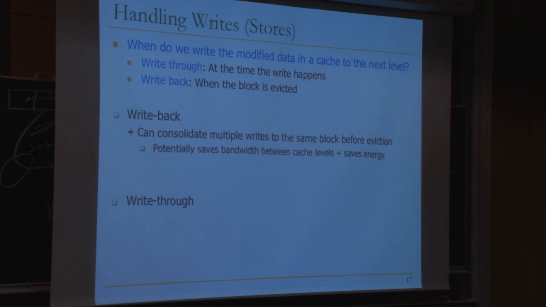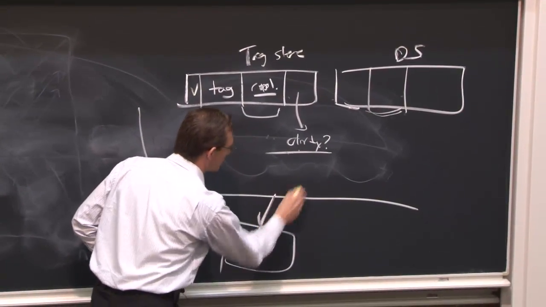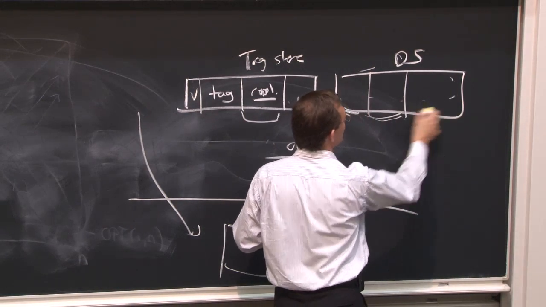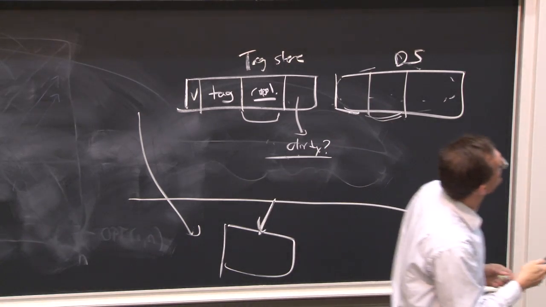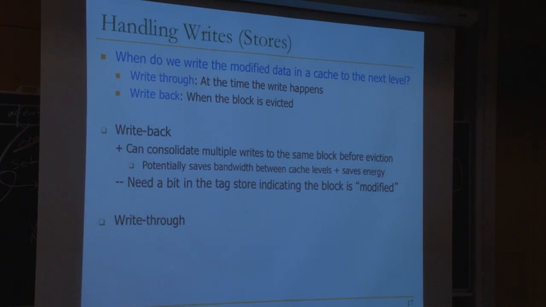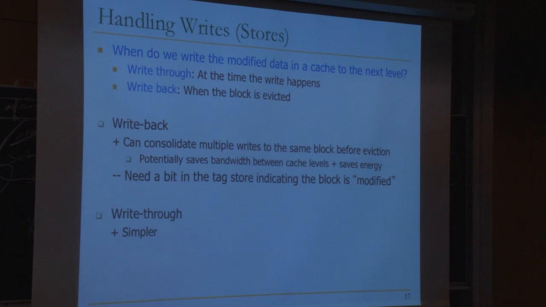So you save bandwidth between levels. So if you have another level here, you don't keep writing back. Especially if you're writing a block quite a few times, you can consolidate those writes in that cache. Of course, the downside is now you need a bit in the tag store indicating that the block is modified, right? Well, you have additional complexity also. If you do write-through, well, there must be an advantage to the write-through, which is simpler.